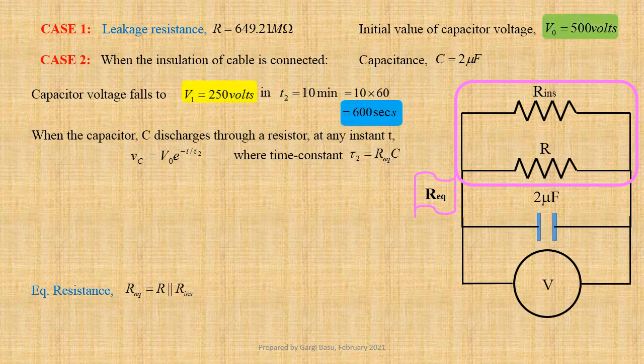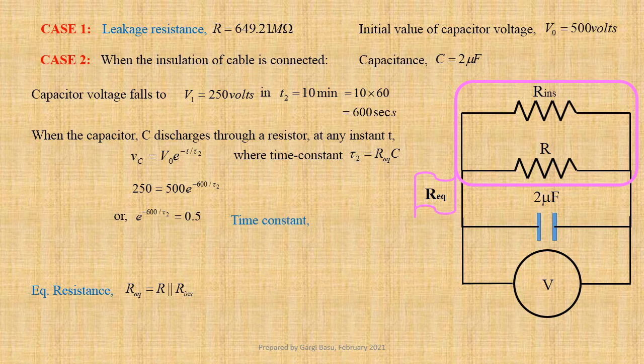Using values, we get 250 equals 500 e to the power minus 600 by tau 2, or e to the power minus 600 by tau 2 equals 0.5. Therefore, time constant tau 2 equals 865.617 seconds.